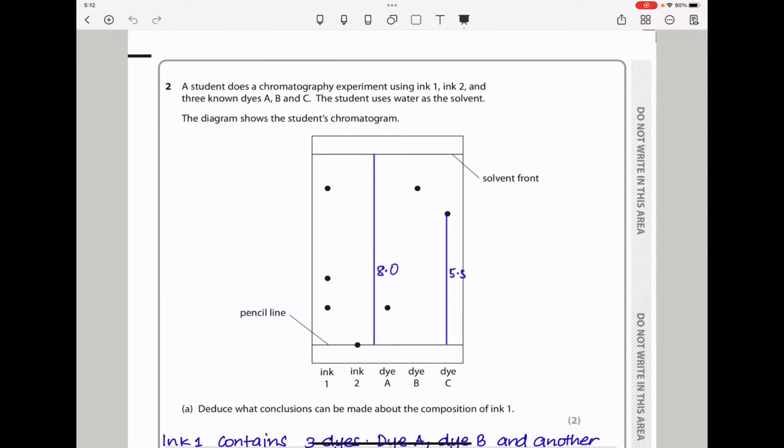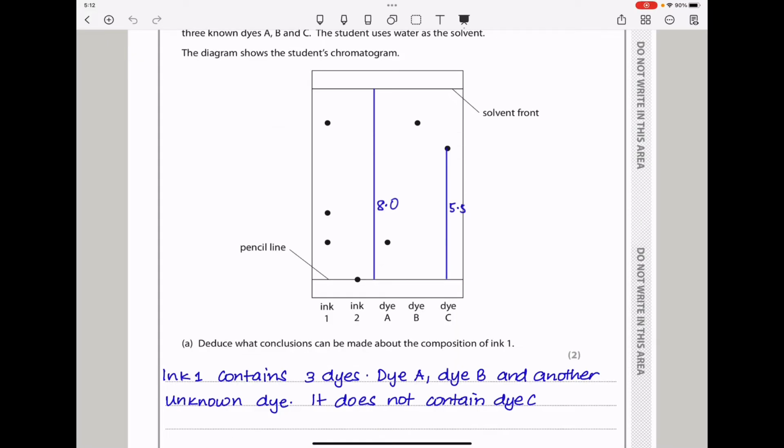Question 2, a student does a chromatography experiment using ink 1, ink 2, and 3 known dyes A, B, and C. The student uses water as a solvent. The diagram shows the student's chromatogram. Now this is the chromatogram showing the results of the experiment. We see the pencil line where the dyes were placed in the beginning, as well as the ink. And we see the solvent front, the place where the solvent had moved by the end of the experiment.